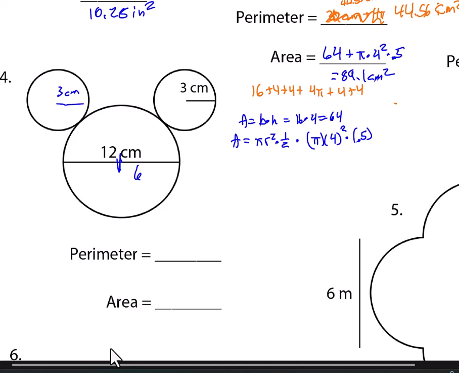And we have the border of all of these. So the perimeter is going to be the circumference for each of the circles. So it's 2 pi r1 plus 2 pi r2 plus 2 pi r3, where those are the radii of the circles. So it'll be 2 pi times 6 plus 2 pi times 3 plus 2 pi times 3.